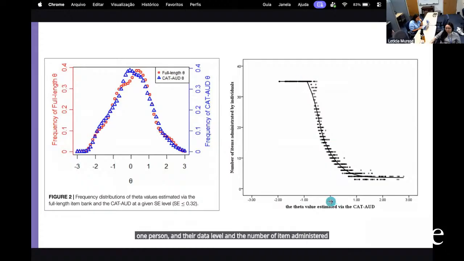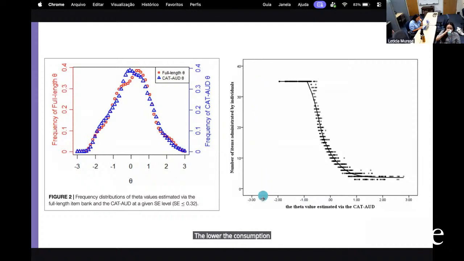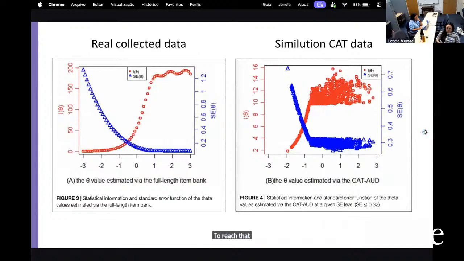And we can see that the lower the consumption, the higher the number of items necessary to reach the estimated standard error of 0.32. And the higher the consumption, the lower the number of items necessary to reach that same precision. And here we have the relation of both. So just let me take you away.